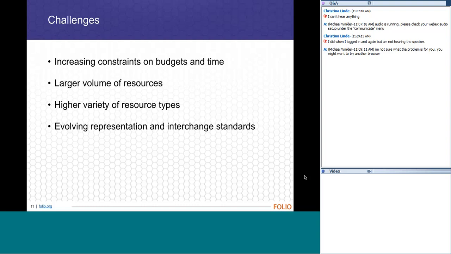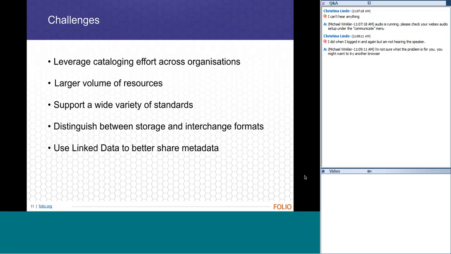The other thing is that we're seeing a significant increase in resource types, which I think I've talked about. And we're seeing that the representations and interchange standards that we've had for a long time, things like MARC 21, are evolving significantly, with ideas emerging like BIBFRAME and Dublin Core. For me, this set the stage for my involvement in FOLIO at this point, because it leads to a set of opportunities. And those opportunities are interesting to us because we'd like to harness them.